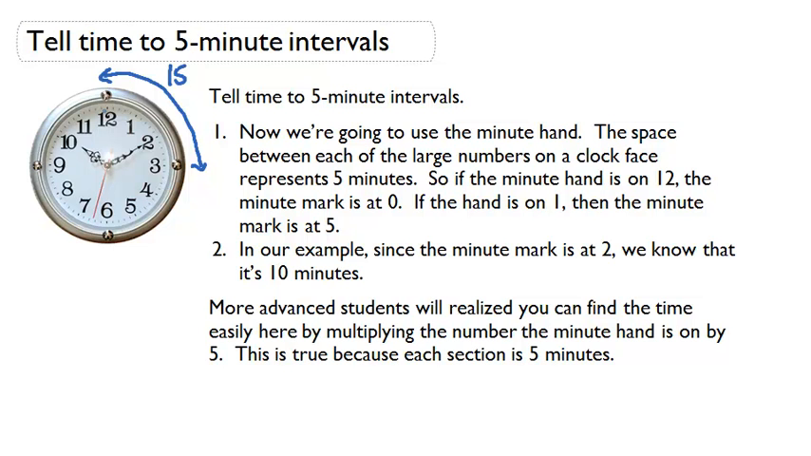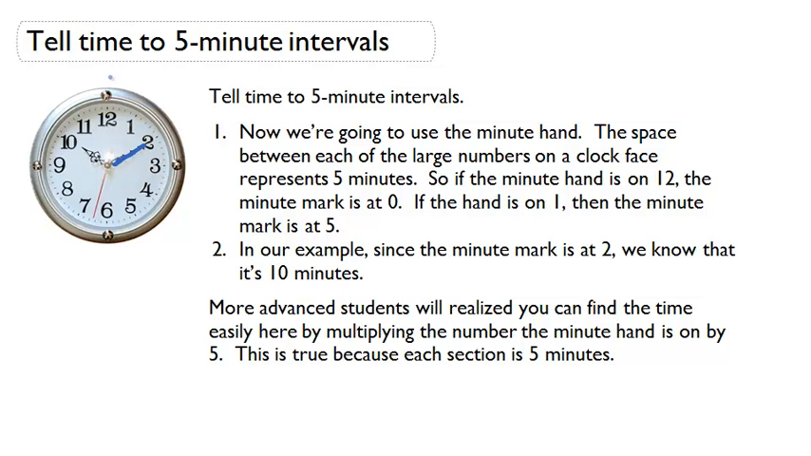Sometimes it's 7:10 or 7:05. How do we tell time on a clock for those times? And that's what we're going to talk about today. How to tell 5-minute intervals. So obviously we're going to be using the minute hand a lot. This minute hand is a long hand. And yeah, let's get started.